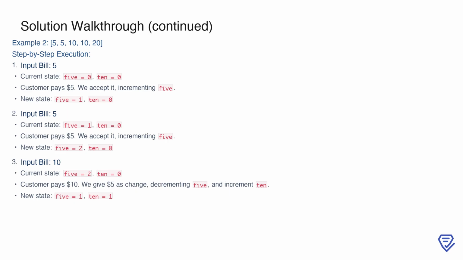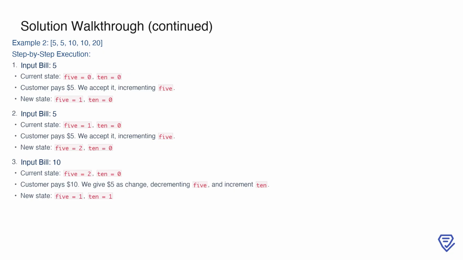In example 2, the input bills are 5, 5, 10, 10, 20. Starting with the first customer, they pay with a $5 bill. We accept it, increasing our $5 count to 1 while our $10 count remains 0. The second customer also pays with a $5 bill, so we accept it and increment our $5 count to 2.